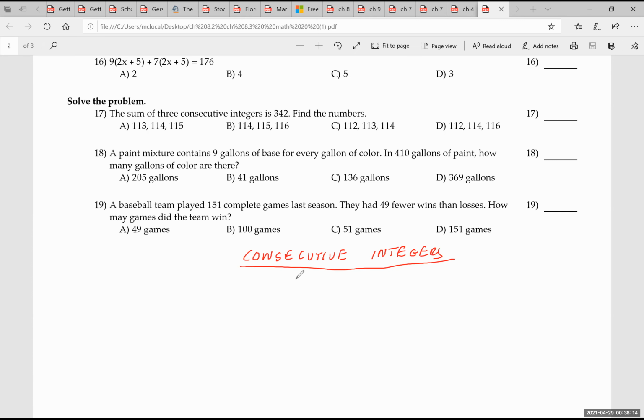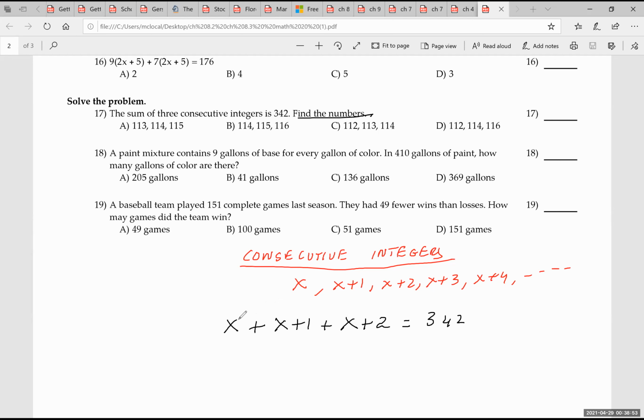Okay, they are x, x plus 1, x plus 2, x plus 3. So you keep adding 1 every time, and it keeps going on. So they're called consecutive integers. Now they're saying the sum of 3 consecutive integers. So we'll take x, x plus 1, and x plus 2. They're saying the sum of that is 342. So if I add these guys up, that's 342. And they're asking you to find the numbers.